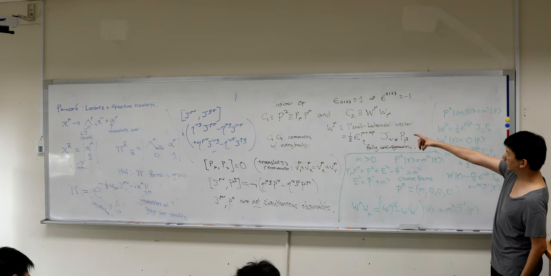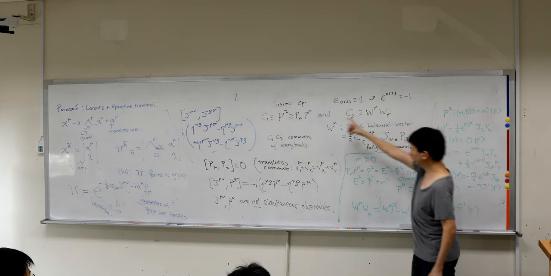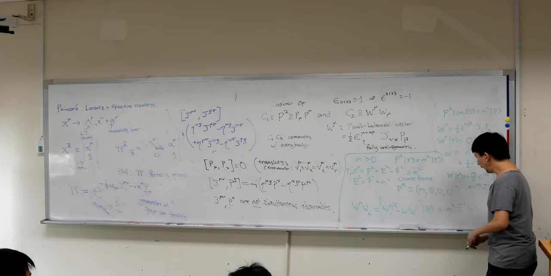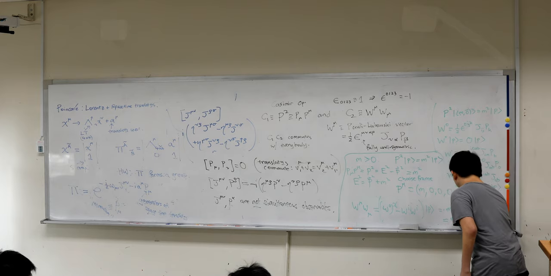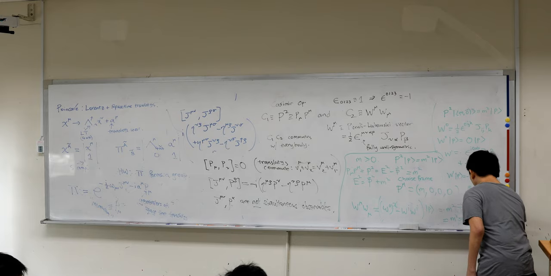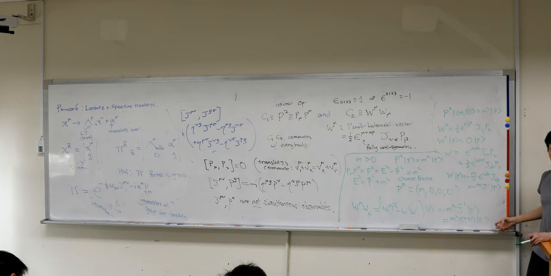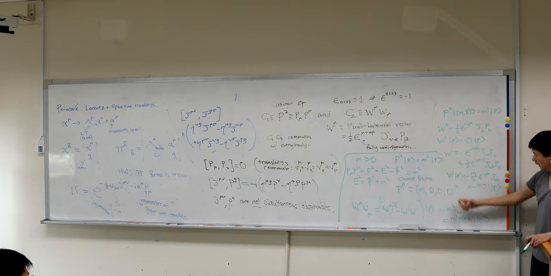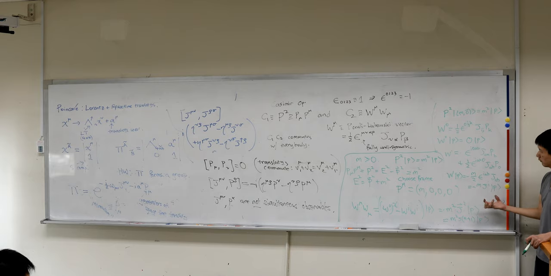I just told you, from the angular momentum algebra, that J squared has the eigenvalues of spin, S times S plus 1. And this is exactly where spin comes from. So the spin of a massive particle comes from the J squared acting on these states that leave the momentum unchanged.